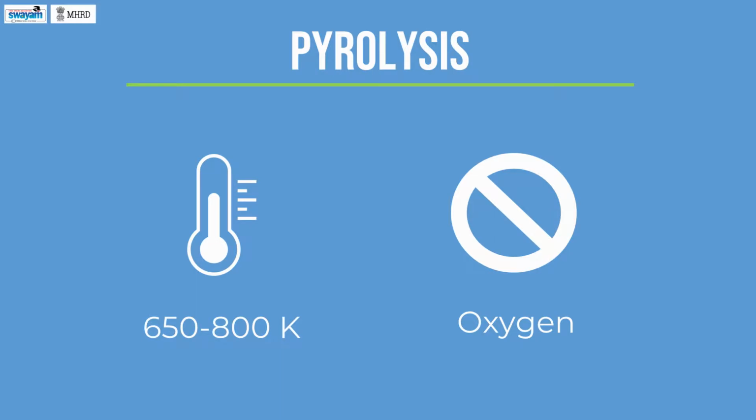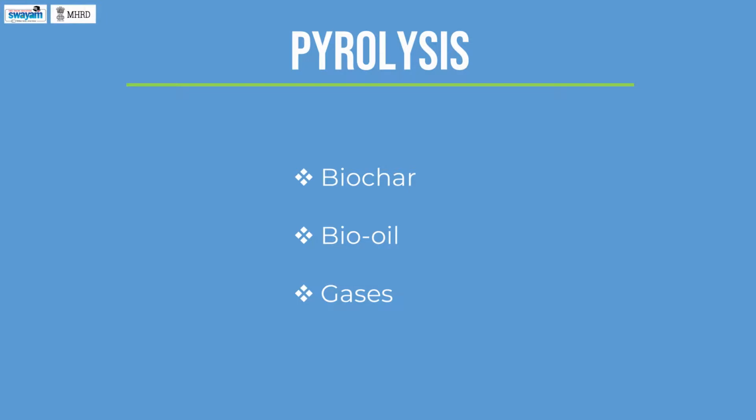Pyrolysis. Pyrolysis involves the heating of biomass at a temperature ranging from 650 to 800 Kelvin in the absence of oxygen. Bio-oil, charcoal and gaseous compounds are the major products of biomass pyrolysis. Fast pyrolysis is usually considered for hydrogen production since it generates more gaseous products than slow pyrolysis. Slow pyrolysis yields more charcoal, which is rich in carbon content.